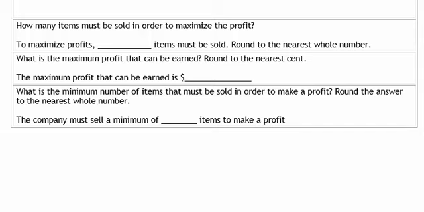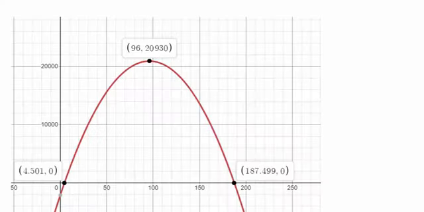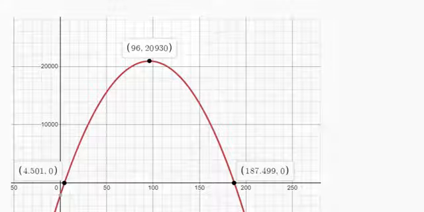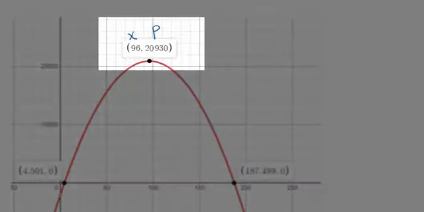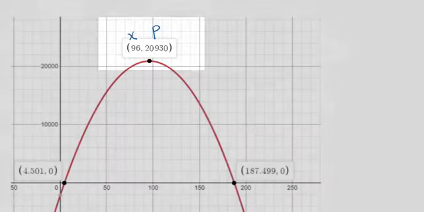So how many items must be sold in order to maximize the profit? And what is the maximum profit? And those answers can be found by locating the vertex of the quadratic, which is at a maximum. And so the first coordinate of the vertex represents the number of items, and the second represents the profit.